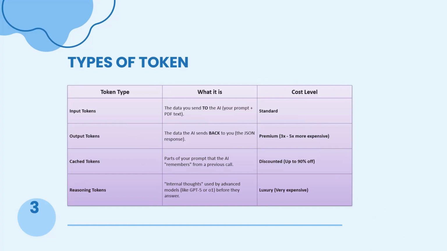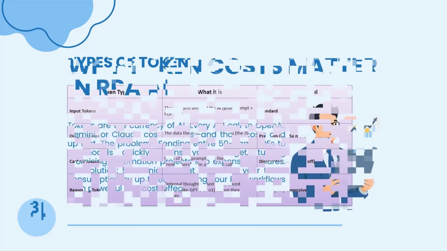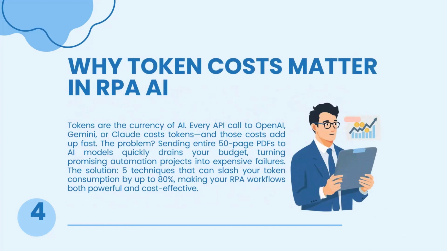So understanding what the token and its type is mandatory when you deal with prompt engineering. All right, moving on. The major point of the discussion today is why token cost matters in RPA AI. Tokens are, like I mentioned, the currency of AI. Every API call to OpenAI, Gemini, or Claude costs tokens, and those costs add up fast, right?